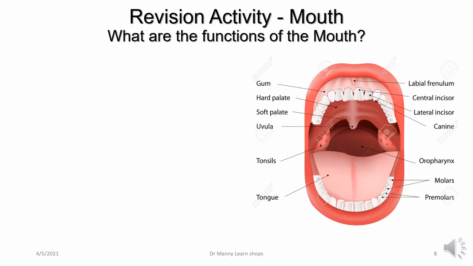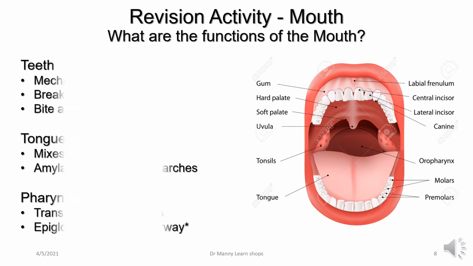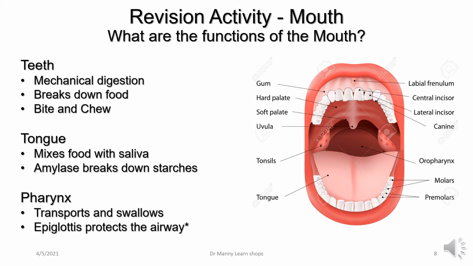What do you think are the functions of the mouth? The teeth are responsible for mechanical digestion, which basically breaks down the food when you bite and you chew. The tongue has the responsibility of mixing the food with the saliva, and saliva contains amylase, which breaks down starches. It's the first phase of chemical digestion.